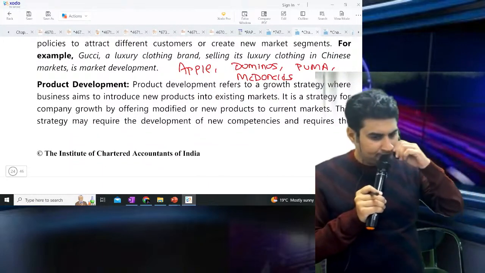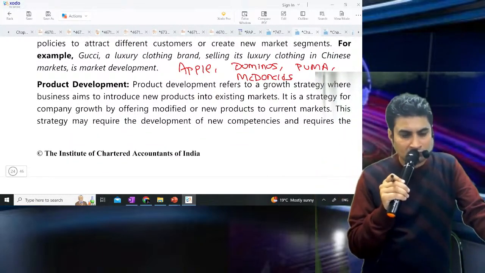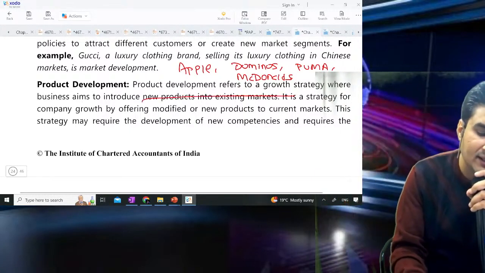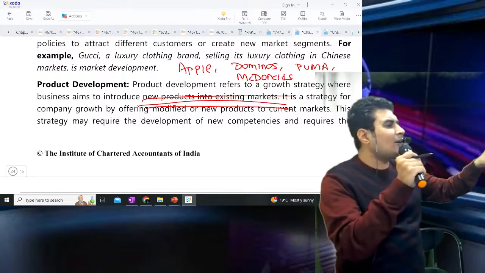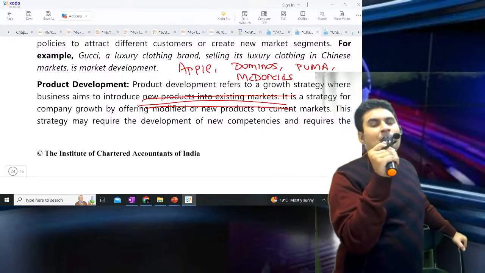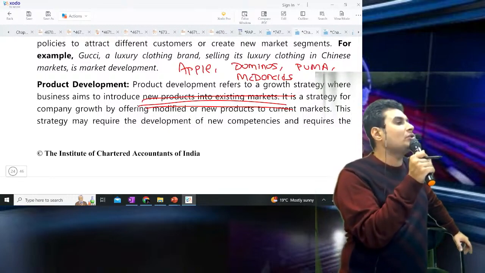Next, product development. Product development refers to a growth strategy where a business aims to introduce new products into existing markets. Underline: existing market. New products in the same market. I am in India only. I will remain in India. Keep on introducing new cars, Maruti. Keep on introducing new products, Patanjali. Same market, new product.